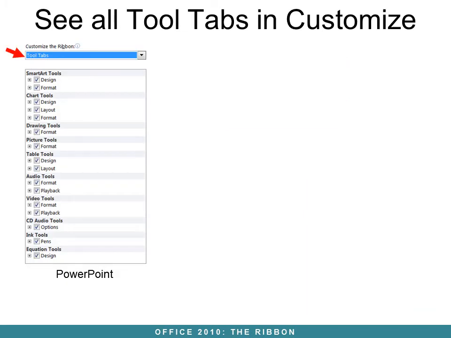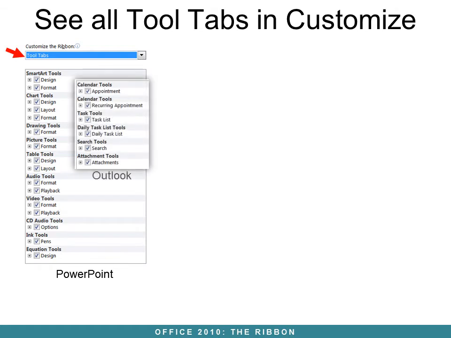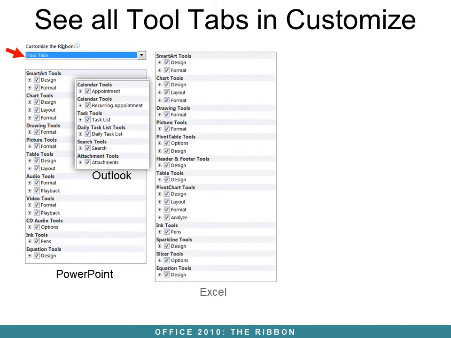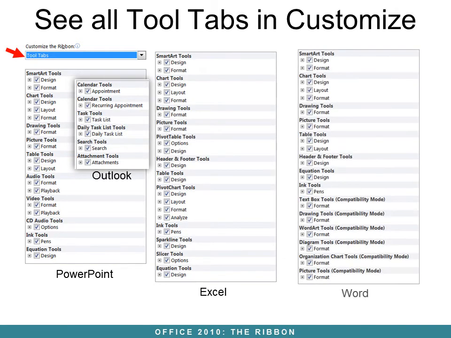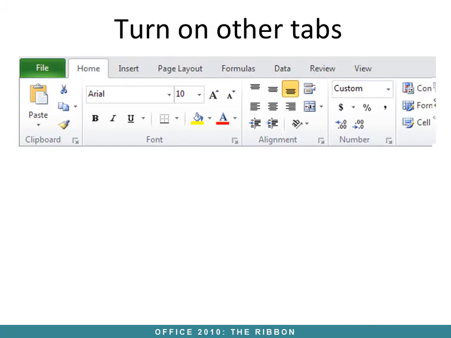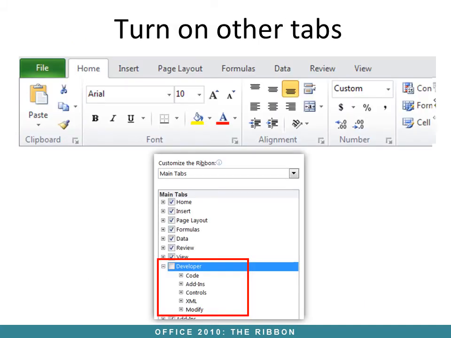You can see all of the tool tabs in Customize. I'm going to show you how to customize in just a minute, but if you want to see all the ones that are available, that's just PowerPoint, there's Outlook, Excel, and Word. You can see that there are a lot of specific tool tabs that are based on use only. You can also turn on other tabs that you might not have. For example, you can see there's no Developer tab on here, but if I turn it on, you will be able to see it.